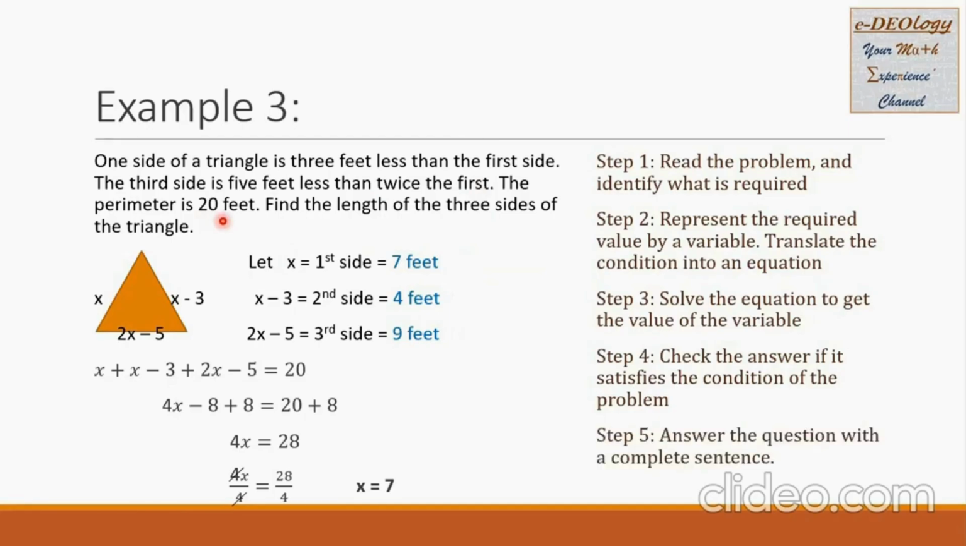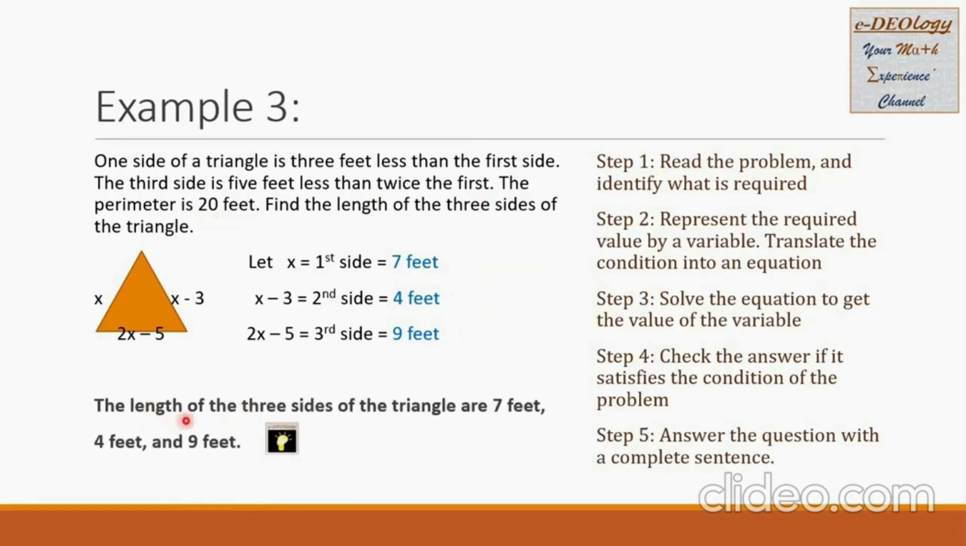So we're going to put the answer in a complete sentence. The lengths of the three sides of the triangle are 7 feet, 4 feet, and 9 feet. And this is our final answer.